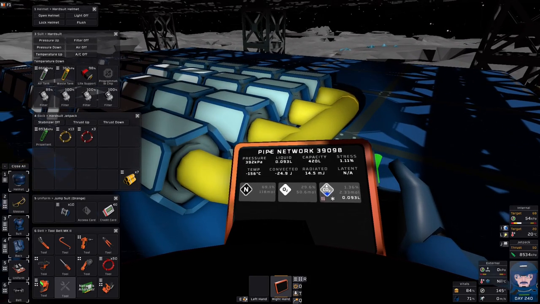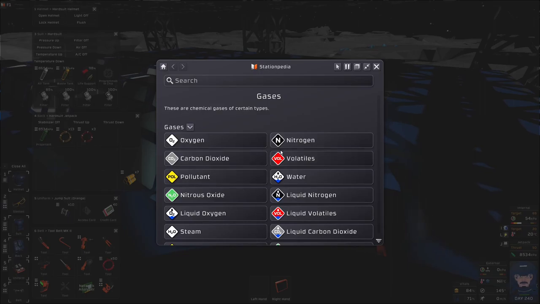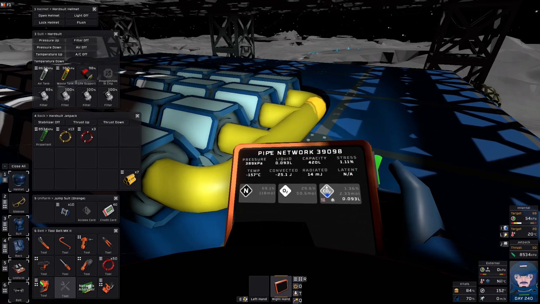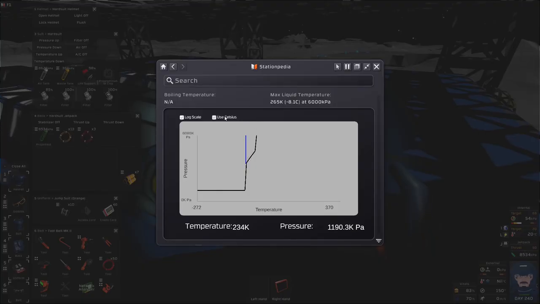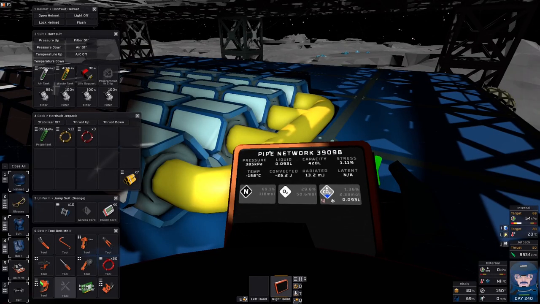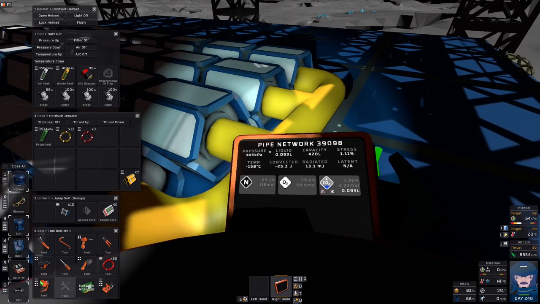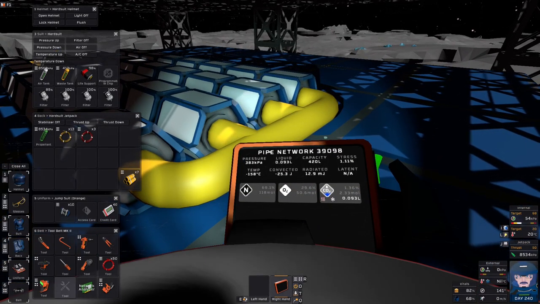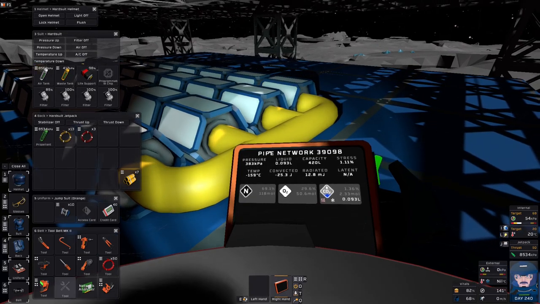Well, we can look in the Stationpedia. So, CO2. Let's see, that's at negative 157 Celsius. That puts us somewhere down here. And the pressure in that pipe, I think, is around 110. No, 385 kilopascals. Okay. At any rate, we can see that the pipe has only 1% stress, but that's going to be a problem, and this will have to be reworked.